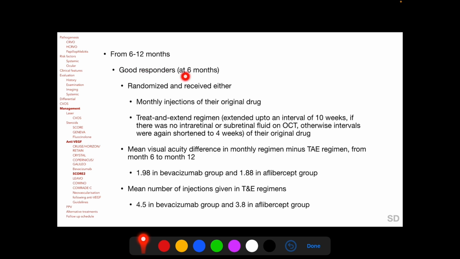The good responders at 6 months were randomized to receive either monthly injections of their original drug or to receive treat and extend regimen of their original drug, the original drug being either aflibercept or bevacizumab. And the study found that from month 6 to month 12 in good responders, the mean visual acuity difference between these two groups were similar in those receiving bevacizumab as compared to those receiving aflibercept, and the mean number of injections given in the treat and extend regimen were 4.5 in the bevacizumab group and 3.8 in the aflibercept group.